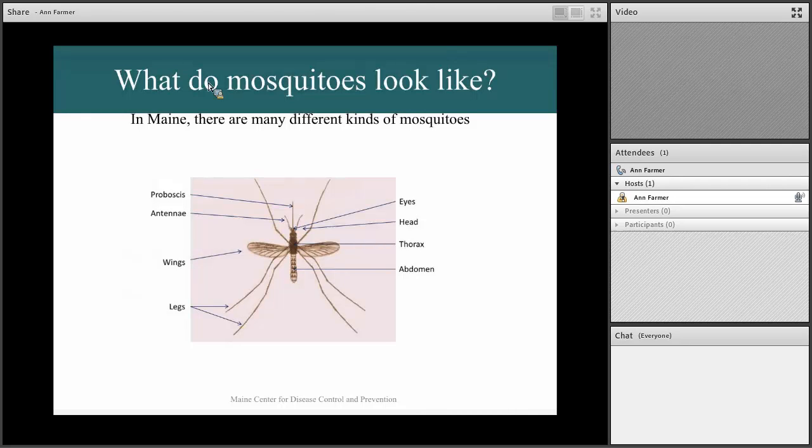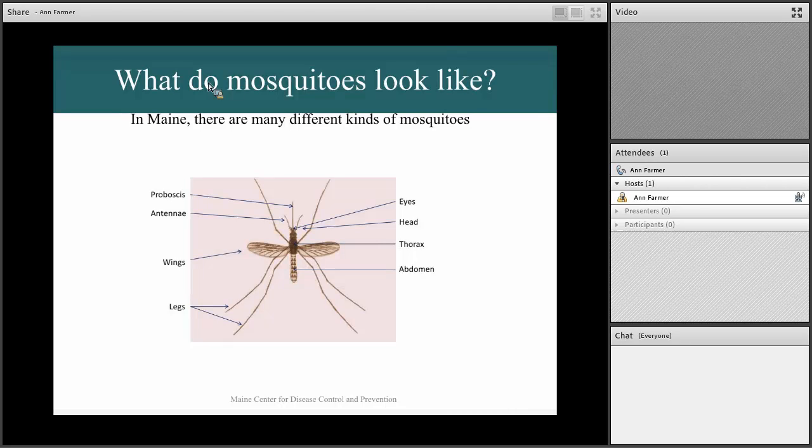So what do mosquitoes look like? Maine has about 48 different species of mosquitoes, but all mosquitoes have some things in common. They are insects, so they have 6 legs. They have wings. They have a proboscis. This is what they use to pierce our skin and drink our blood.